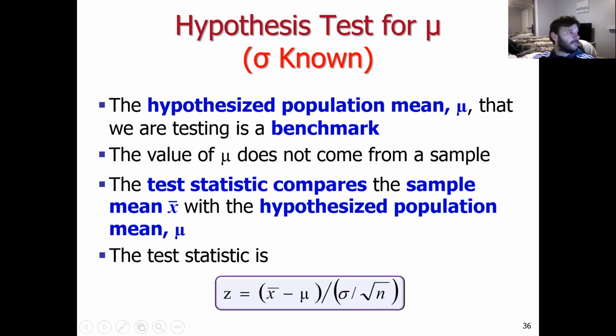Okay, so if we didn't know sigma, we would just replace sigma with S here. This would turn into a t. We would use that t table instead, but we're going to come back to that.